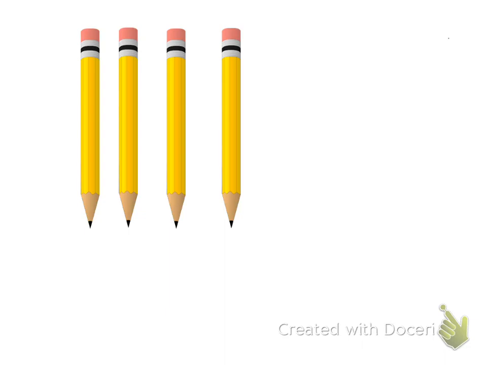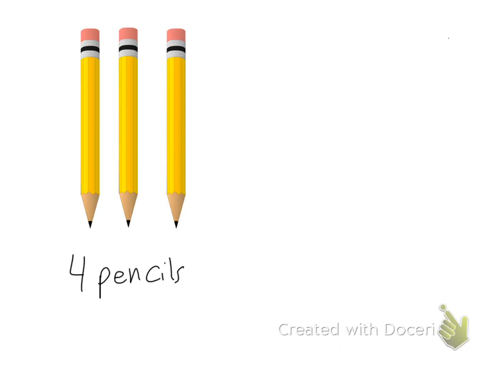All right, what if I have 4 pencils and then this one goes like this? What happened? Well, I took away 1 pencil. So I would write 4 pencils minus 1 pencil equals 3 pencils. Okay, and that's it for this lesson. Good luck on your homework.